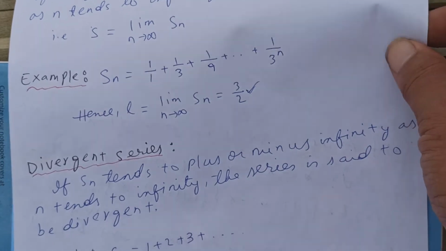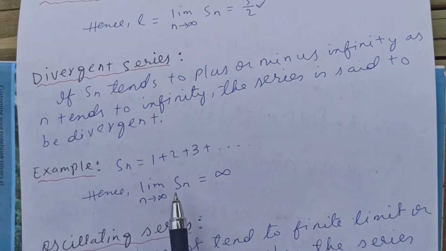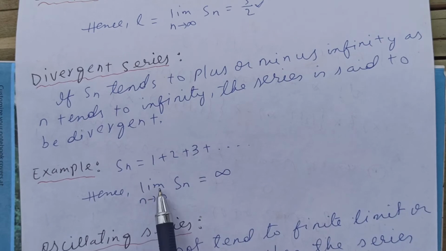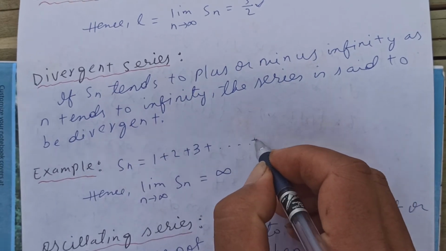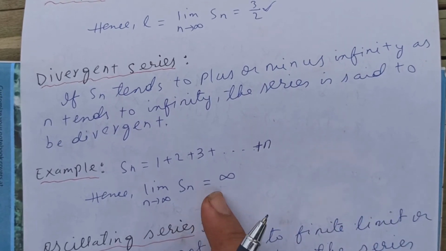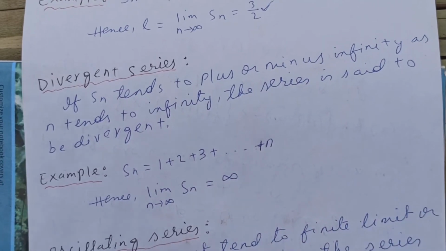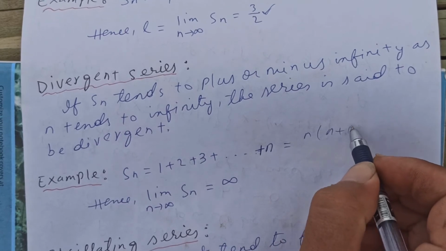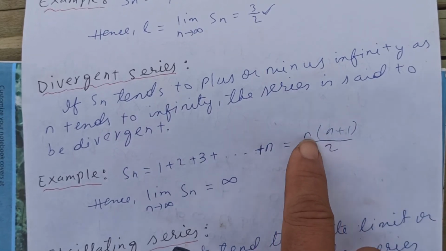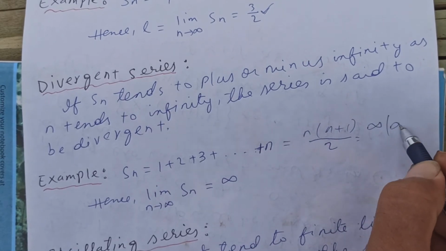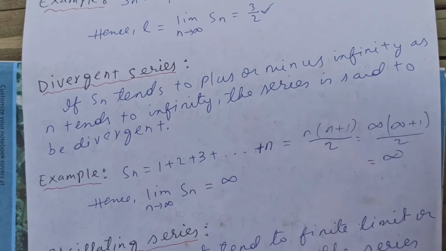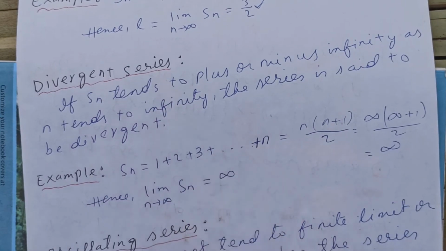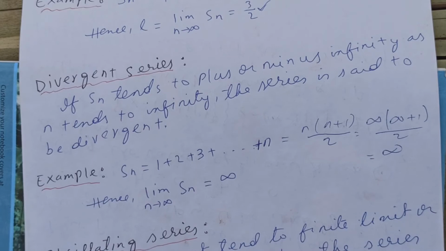An example of a divergent series is the sum of natural numbers: 1 plus 2 plus 3 plus and so on. This is a divergent series, because if you let n approach infinity you will get infinity. The sum of natural numbers up to n terms is given by n times n plus 1 over 2. If n approaches infinity, this is infinity, so the sum of natural numbers is a divergent series.